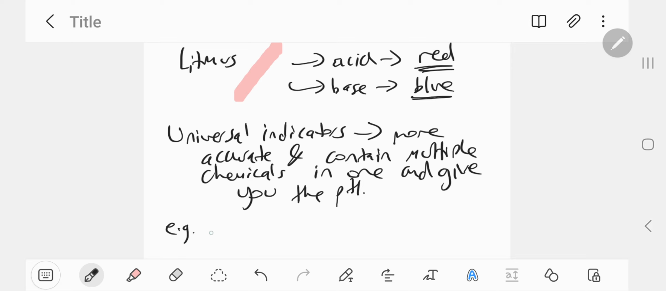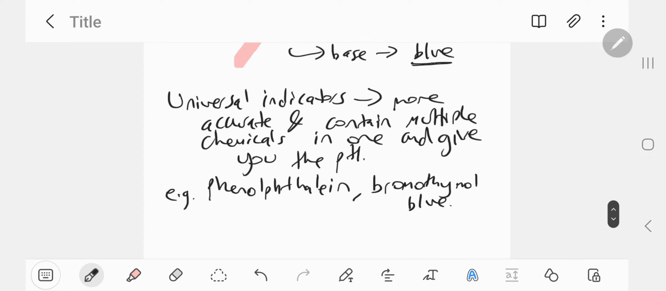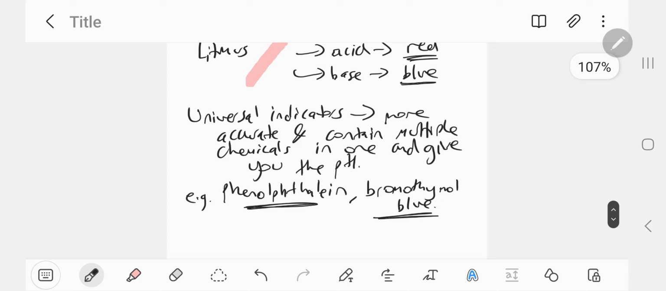Examples are phenolphthalein. I hope no one asks you this in an exam because I can't even spell it at times. It's very, very difficult. Phenolphthalein. Things like bromothymol blue as well, another liquid. You can even use red cabbage at times. But these are the most accurate forms of universal indicator, along with others. So that's it. That's pH, acids and bases in a nutshell.